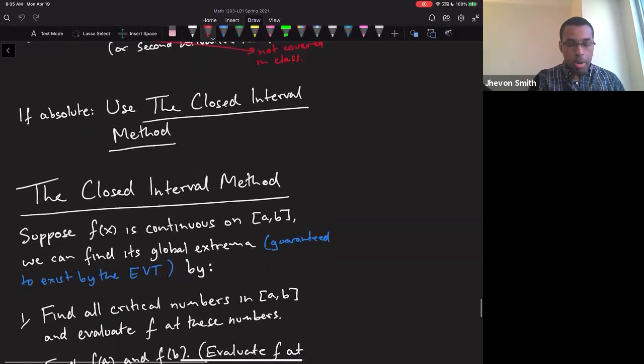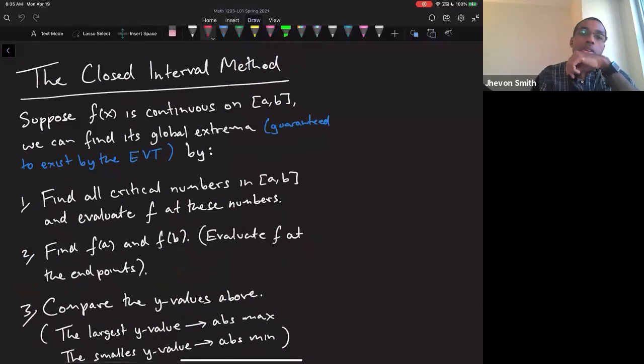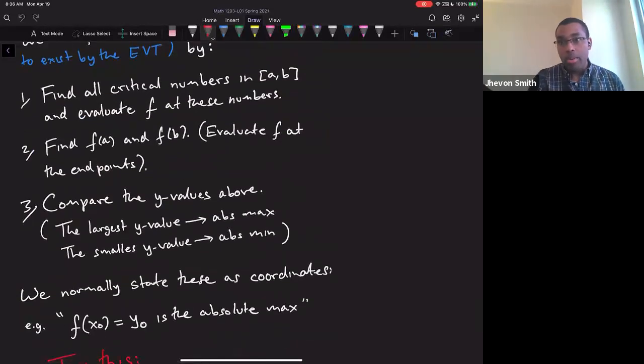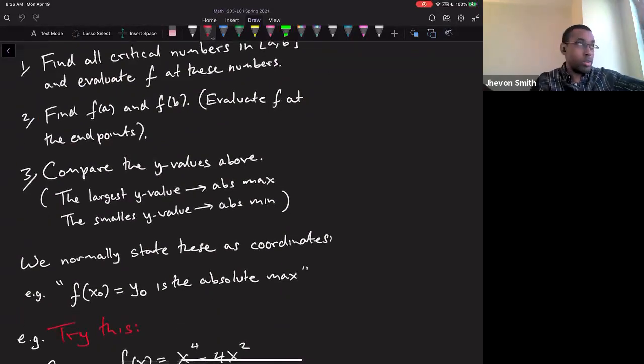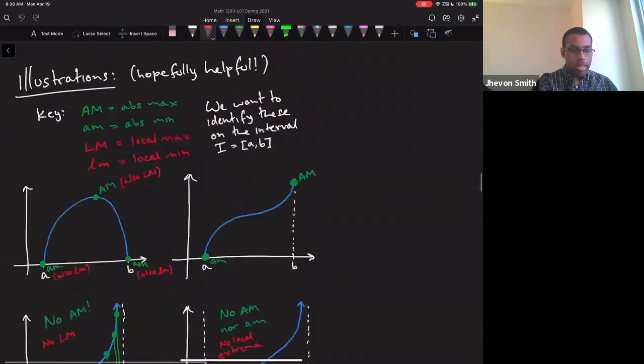You already know that. But for the absolute extrema, we will find them via what we call the closed interval method. So if f is continuous on a closed interval, we can find the global extrema by doing the following. You find all the critical points, evaluate your function at those points. Like I said, people say critical points when they mean critical numbers or whatever, so we're good. You will evaluate the function at the endpoints because it's possible for the absolute max or min to occur at the endpoints. This actually happened in some examples earlier.